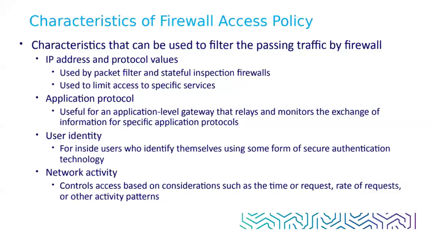Now, the characteristics of a firewall access policy. The firewall access policy characteristics are the criteria that a firewall uses to inspect network traffic and decide whether to allow or deny it. They are the specific attributes, or properties, of network traffic that a firewall examines to decide whether the traffic should be allowed or blocked. Instead of making random decisions, the firewall evaluates different characteristics of every packet before allowing it to pass.